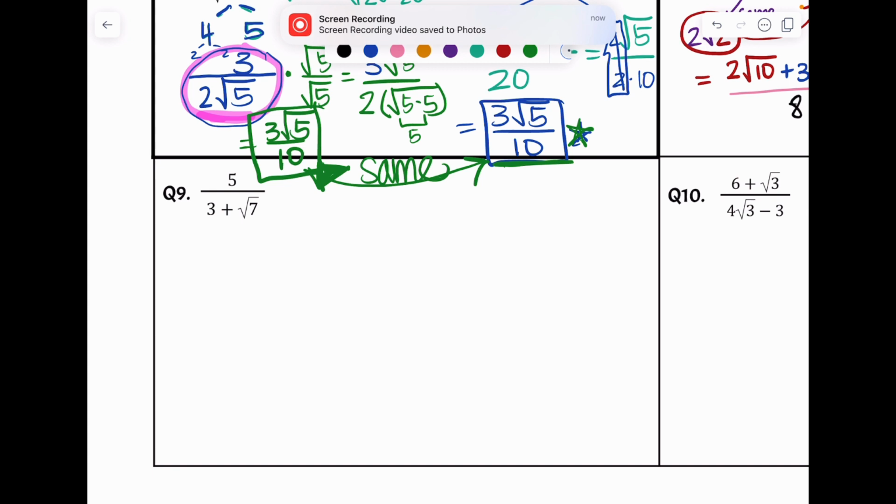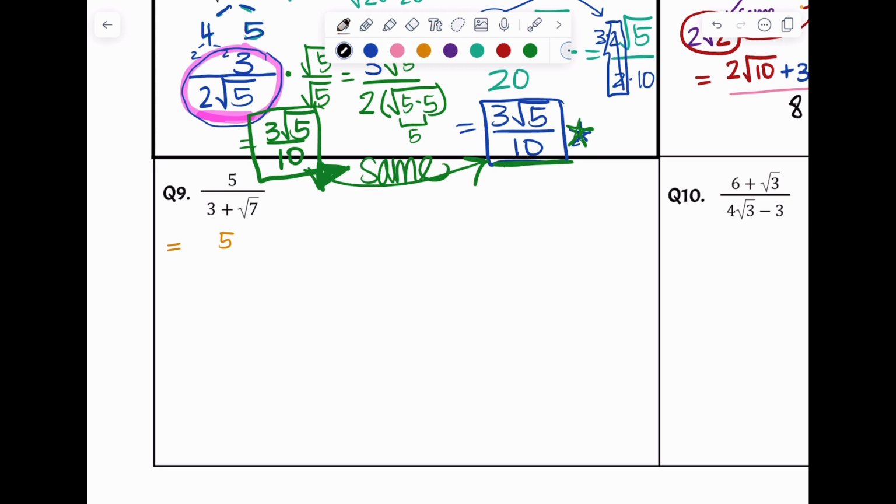This is number 9, question 9 for learning target 5.1. So let's get started on here. Let me start with this color. So we have 5 over 3 plus rad 7. So this is what is happening here.